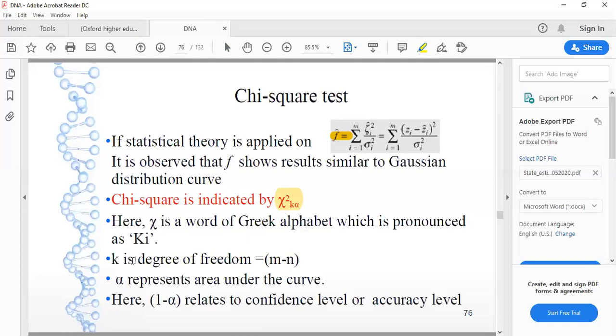Here, small k is nothing but degree of freedom, which is m minus n, as I have previously mentioned. And alpha represents an area under the curve. See, there are basically two areas under the curve, one is alpha and one is 1 minus alpha. As we all know, the area under the Gaussian curve will be equal to unity. So there are two parts, one is the area under the curve known as alpha. Ultimately the rest of that curve will be the area of 1 minus alpha. So here 1 minus alpha indicates the level of confidence or level of accuracy by which we can come to know whether this data is erroneous or accurate.